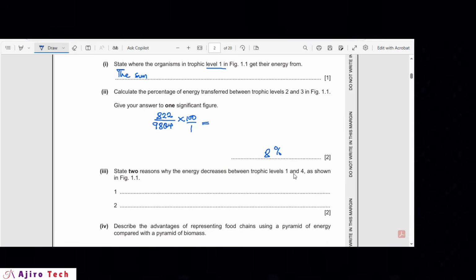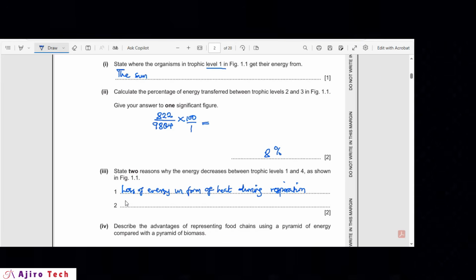I've told you that as you go from one trophic level to another, the amount of energy that is transferred decreases, right? That's what is being said here. Why? We mentioned number 1, that is due to loss of energy in form of heat during respiration. During respiration, energy can be lost as heat.